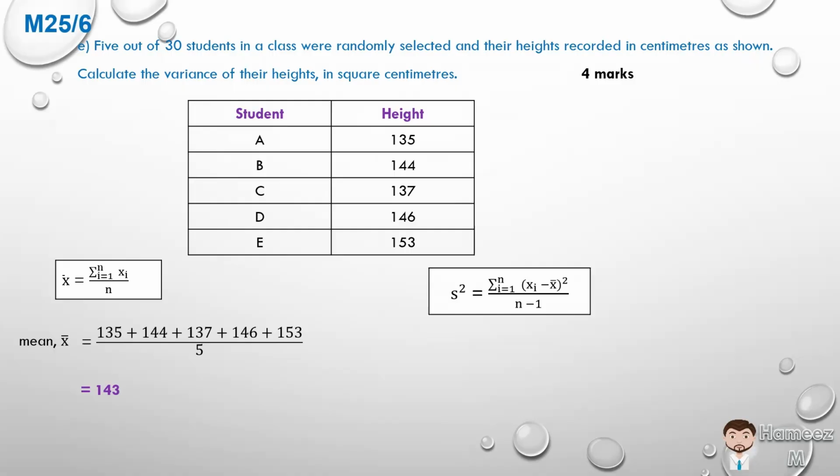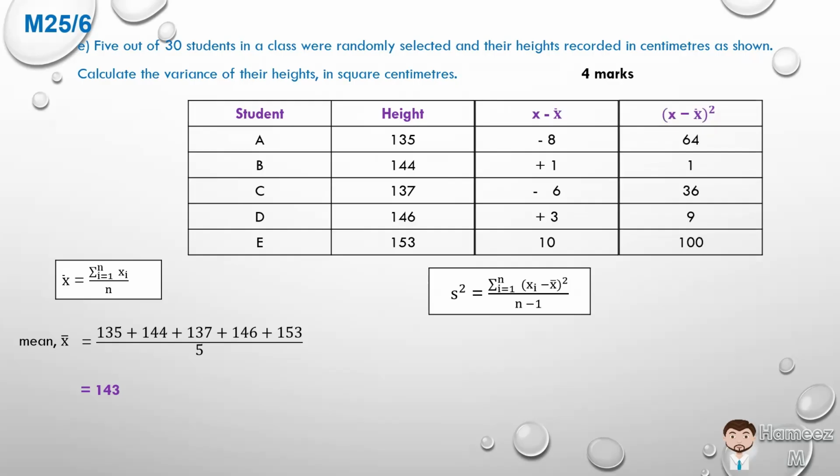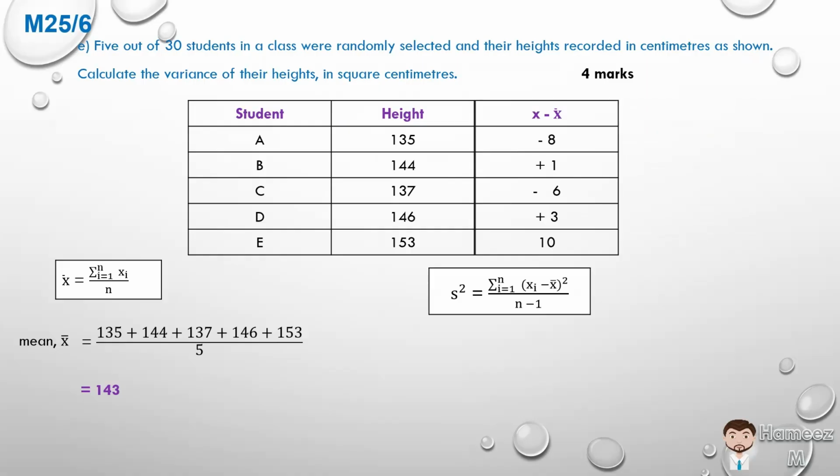So if we worked out x bar as 143, can we get the difference for student A between his height and the mean height? Well, 135 minus 143 works out to be minus 8. For student B, 144 is his height, minus the average, which is 143. 144 minus 143 is plus 1. For student C, 137 minus 143 is minus 6. And student D is 146 minus 143, which is plus 3. And finally, 153 minus 143 is 10.